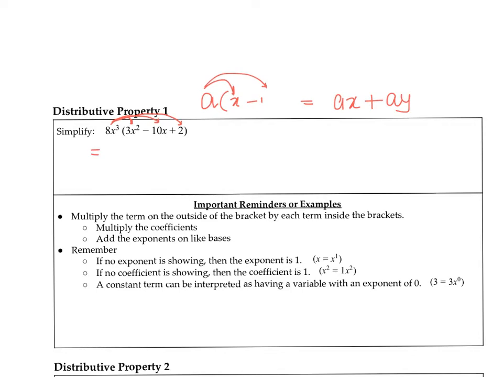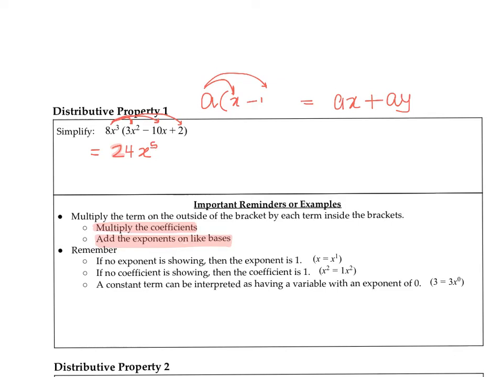Now, the rule is when you're multiplying, you multiply the coefficients and you add the exponents. Coefficients are again the numbers that are in front of the variables, and the exponents are the little numbers on top of the variables. So now here, when we multiply 8x cubed with 3x squared, 8 and 3 get multiplied and it becomes 24. And for x, you're going to add the exponents, so 3 plus 2 is 5.